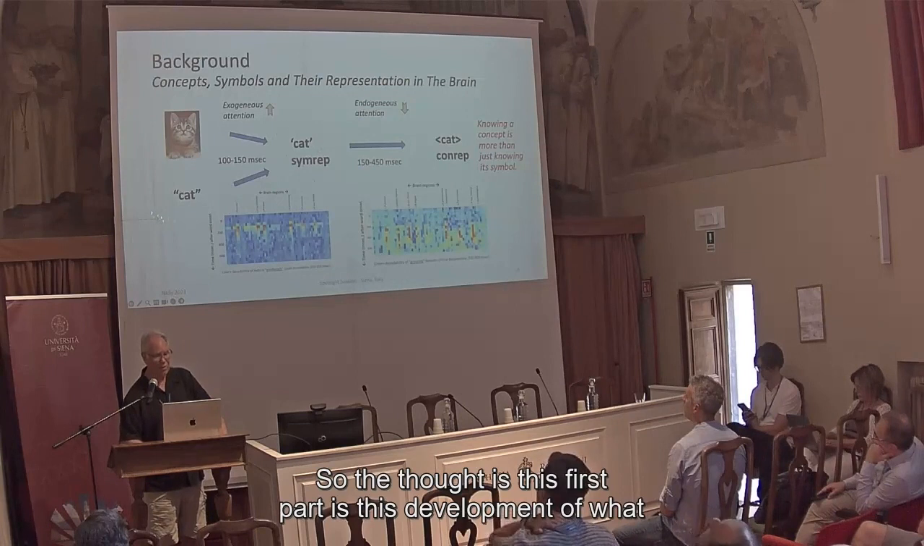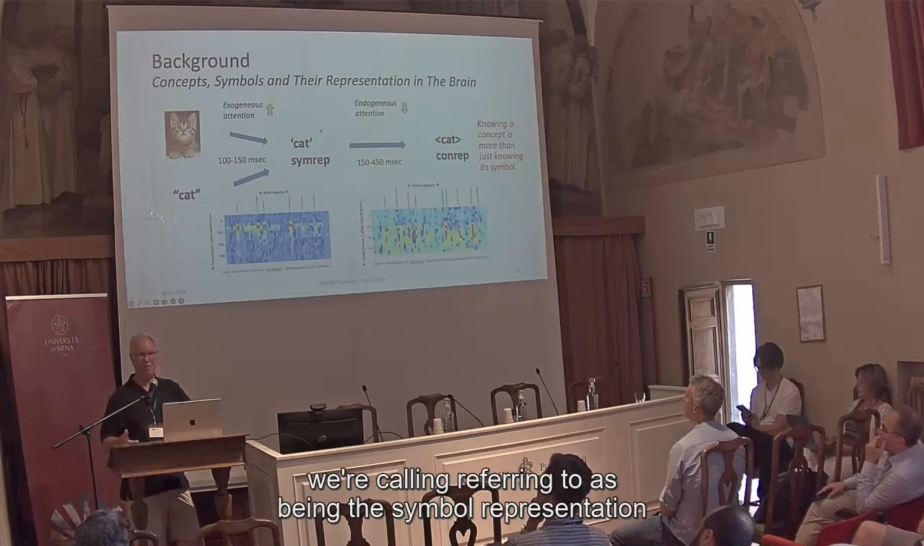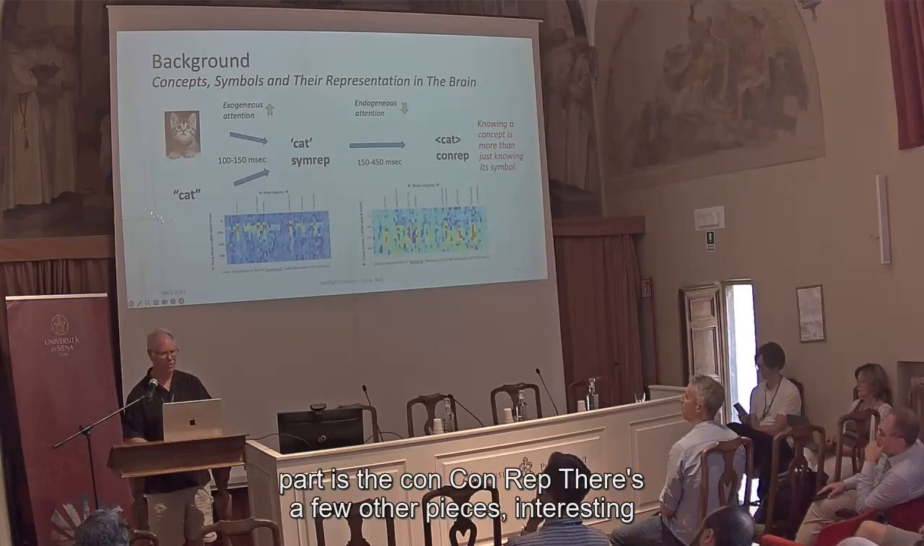So the thought is that this first part is this development of what we're referring to as being the symbol representation, simrep. And the later part, referring to the really knowing part, is the conrep. There's a few other interesting pieces here.